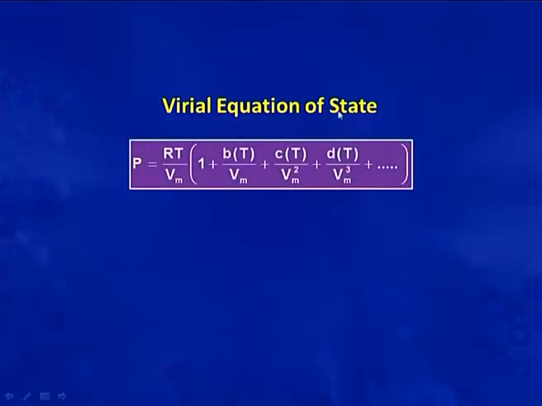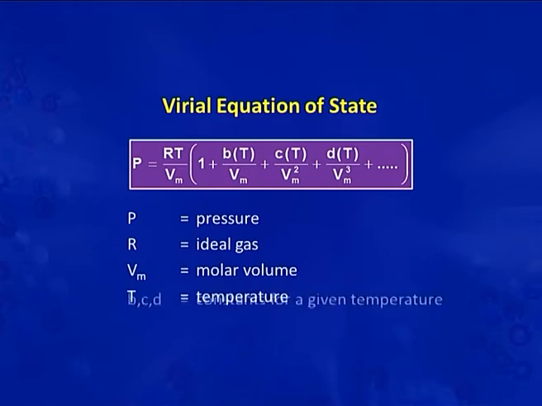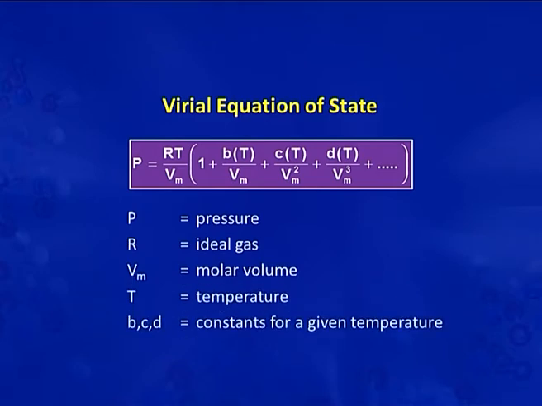The virial equation of state is P is equal to RT by Vm into 1 plus B(T) by Vm plus C(T) by Vm square plus D(T) by Vm cube plus so on. Here P is the pressure, R is the ideal gas constant, Vm is molar volume and T is temperature, and B, C, D are the constants for a given temperature.